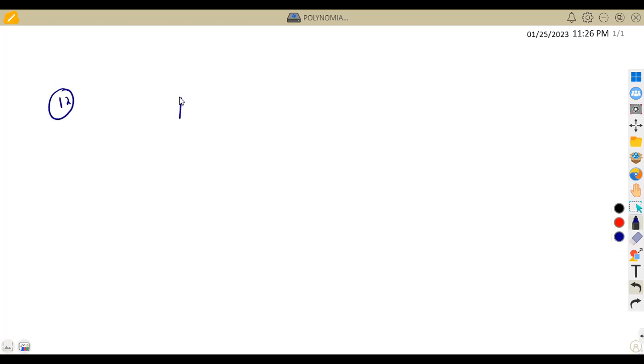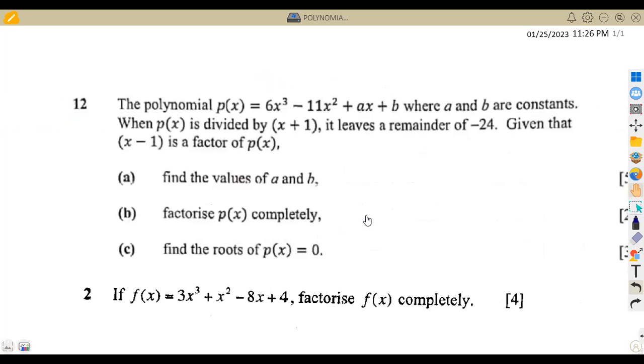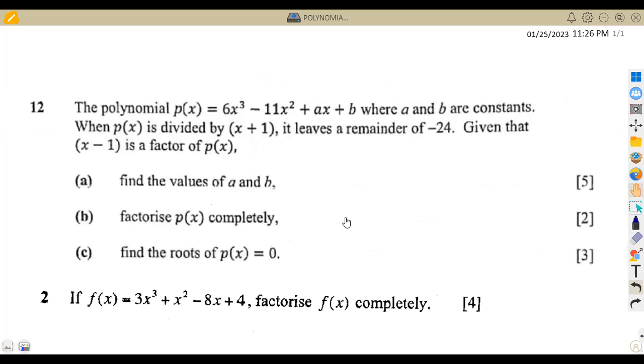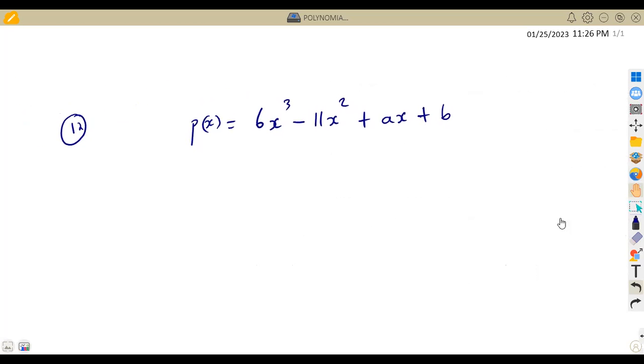We are given p(x), which is equivalent to 6x cubed minus 11x squared plus ax plus b. Let's see what we're given. We are given that when this is divided by x plus 1, it leaves a remainder of negative 24. So when divided by x plus 1, the remainder is going to be negative 24.